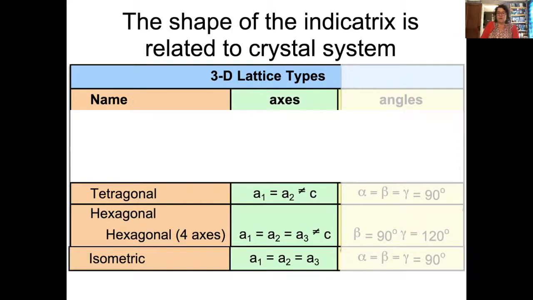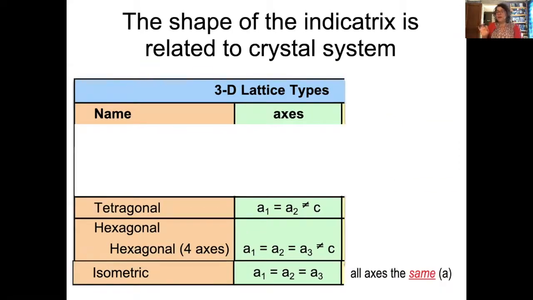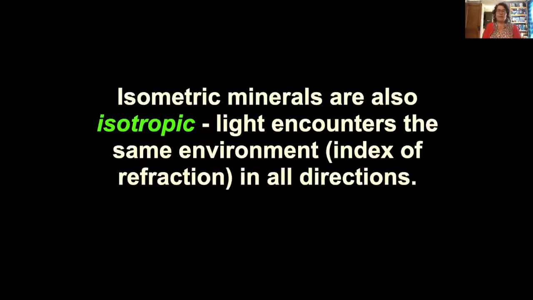And so I just want to remind you that when we look at the axial lengths of these particular crystal systems, in the isometric system, all axes are the same. And in the tetragonal and hexagonal minerals, there's one unique axis. Okay, so the optical indicatrix is related to that relationship. And I'm going to just summarize that in the next couple slides.